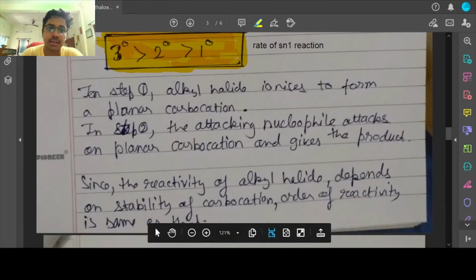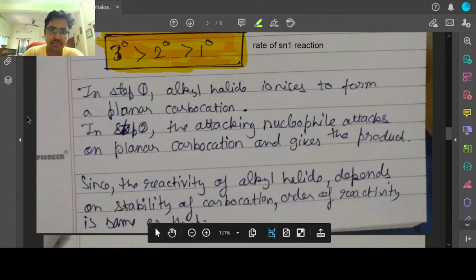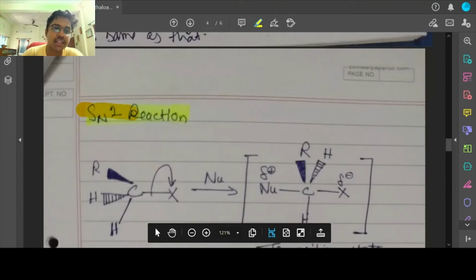If you want the things in writing, and if you want them presented in your board exams, you can just copy this paragraph. Just go through this. Okay, just move on. Now comes SN2 reaction.